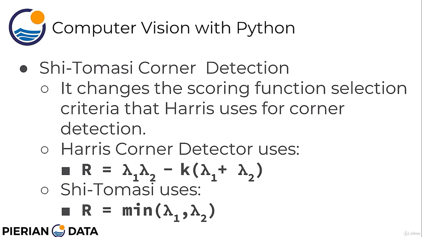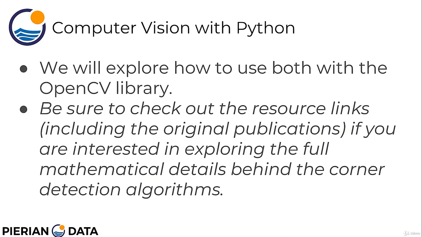You can go ahead and check out the resource links for a full breakdown of the actual mathematics behind these corner detection algorithms. What we're going to focus on here is the practical implementation of them with OpenCV and Python. Again, we're exploring how to use both with the OpenCV library. Be sure to check out the resource links, and I've included the original publications for each of those papers if you're interested in exploring the full mathematical details behind the corner detection algorithms. Let's open up Jupyter Lab and get started.